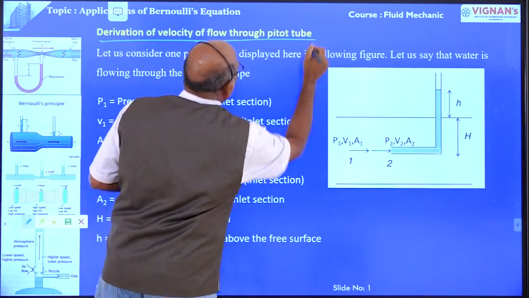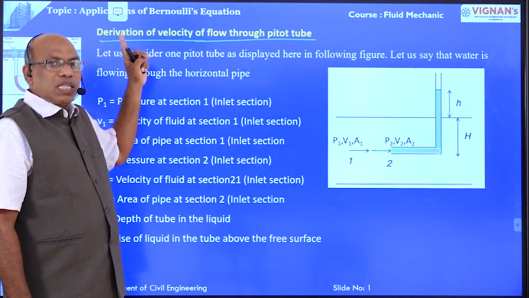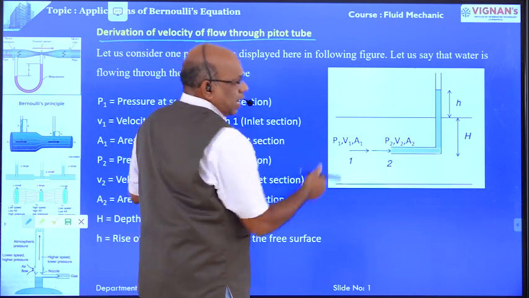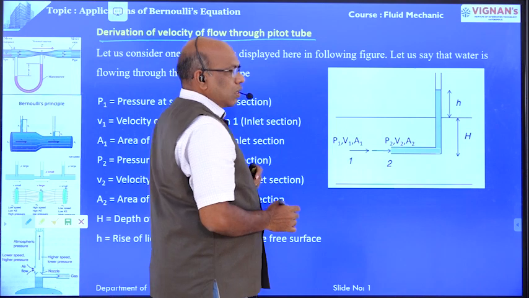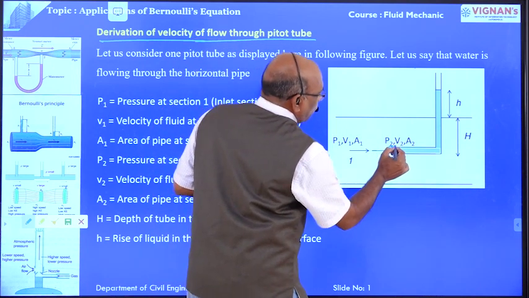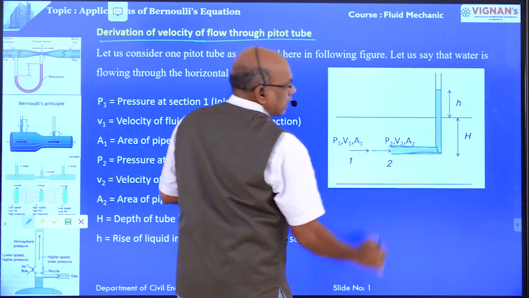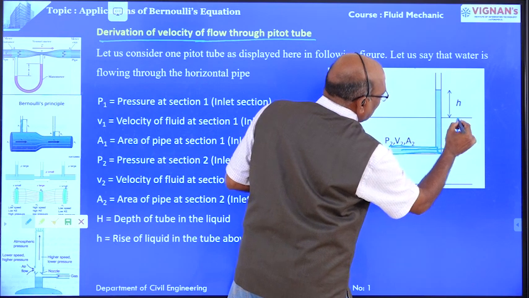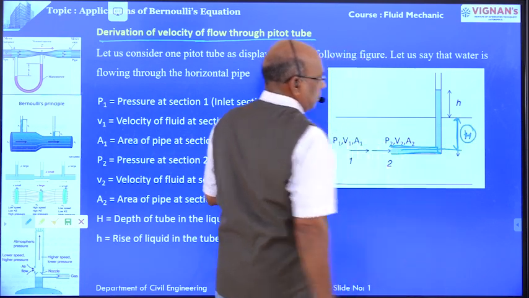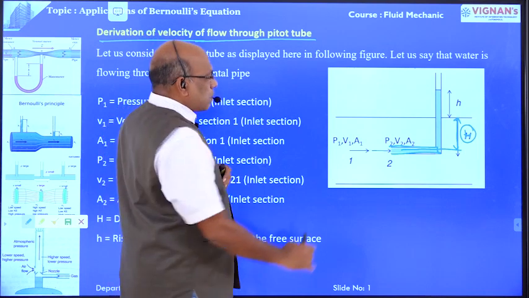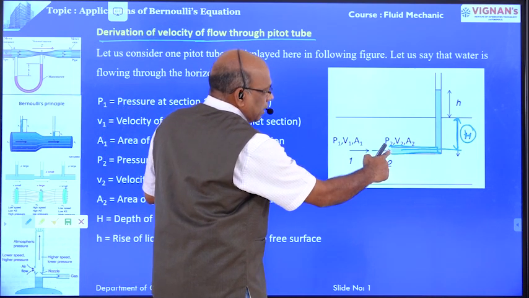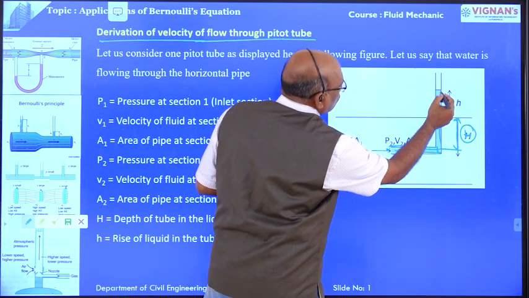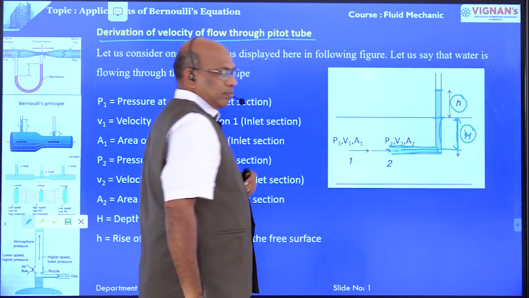Derivation of velocity of flow through Pitot tube. Now, this is an open channel or pipe flow. So, this is the Pitot tube provided here. The distance between the center line of the Pitot tube and the top water level is capital H. Right? Because of the provision of the Pitot tube here, the kinetic energy is converted into pressure energy. Therefore, the water rises in the glass tube like this, and the depth is small h.